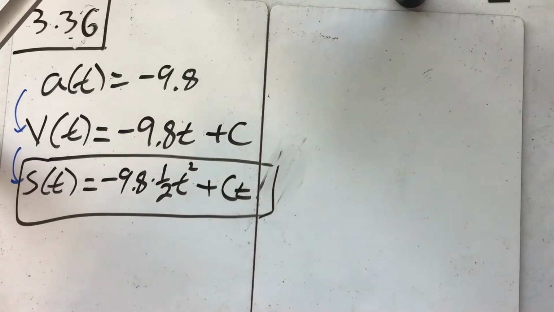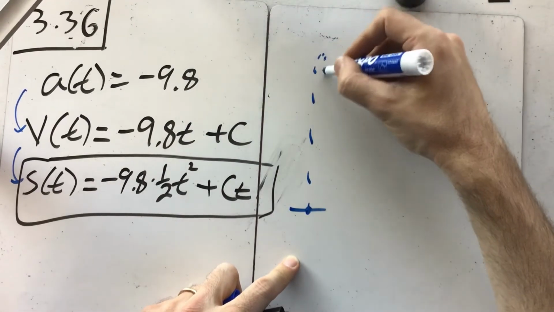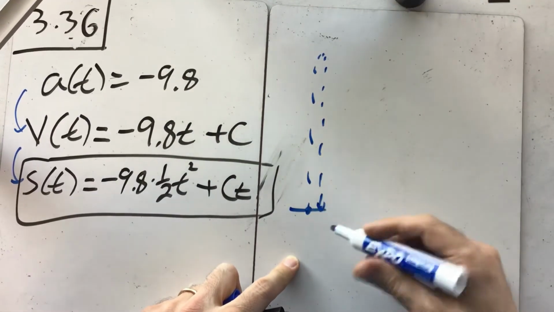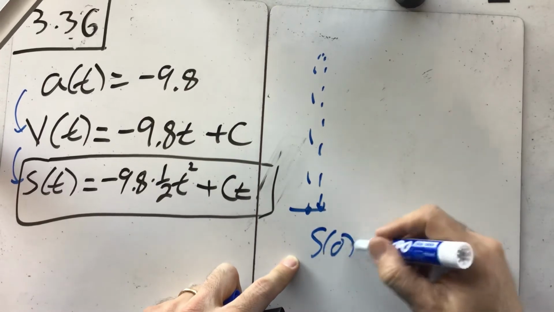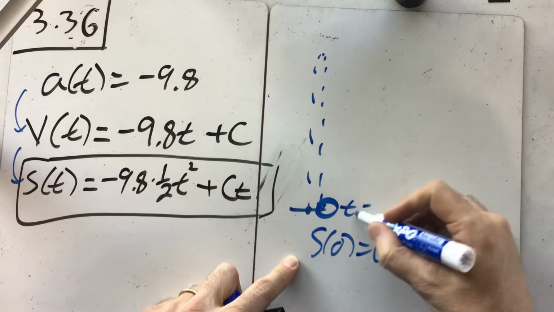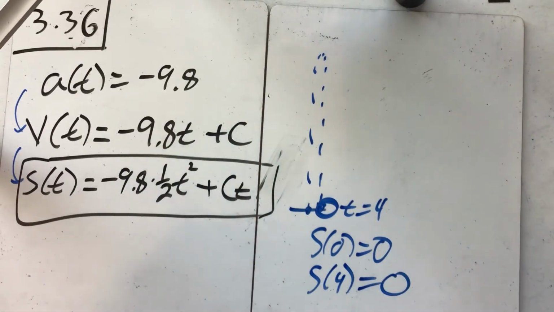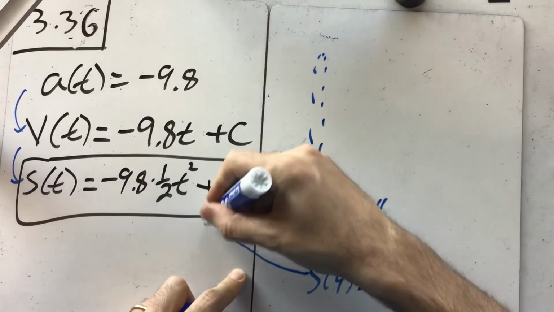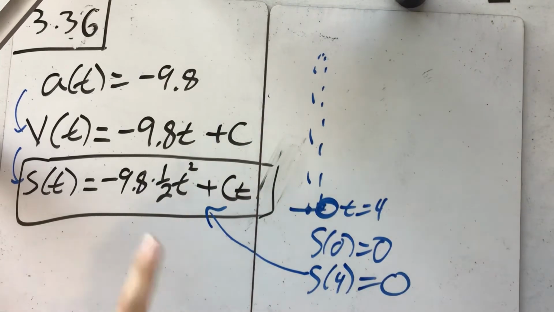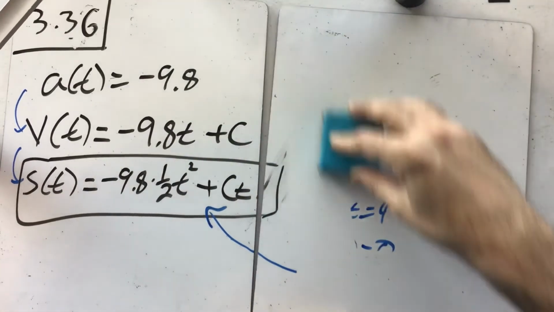Well, we know the ball starts at 0, and it goes up, and it turns around, and it hits 0 again. Well, we knew that s of 0 equals 0, but we actually know one other piece of information. We know the time it hits here is 4, so we also know that s of 4 has to be 0. Well, that's pretty useful because now I can plug that information into this equation, and hopefully I can figure out what c is, right? Hopefully I can figure out what c is.